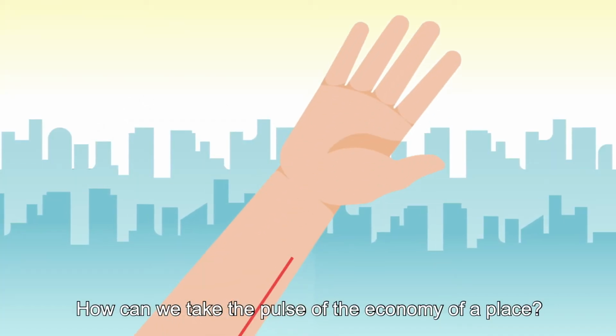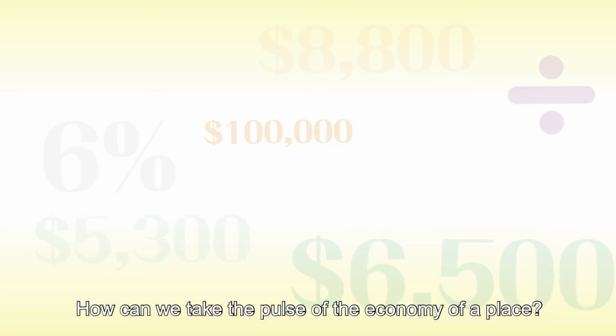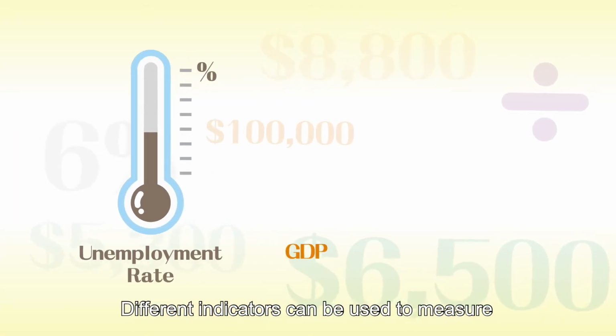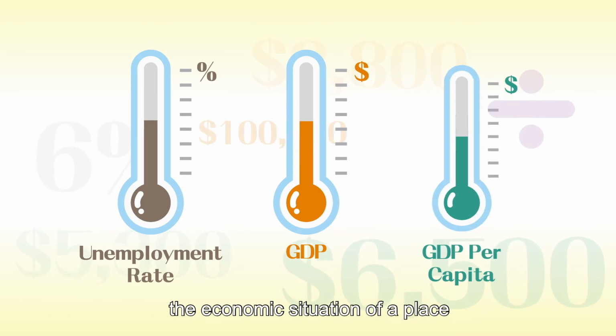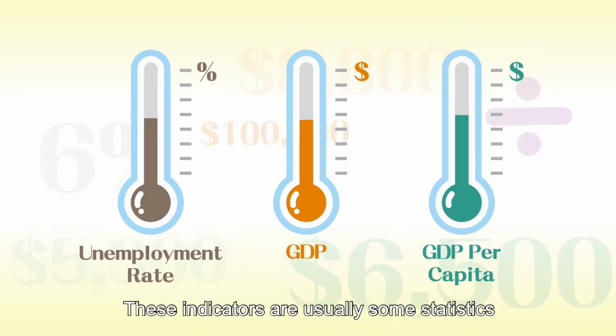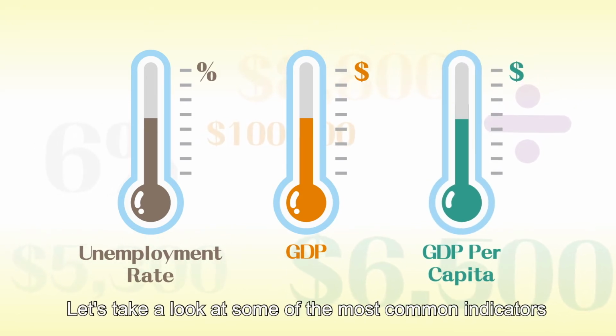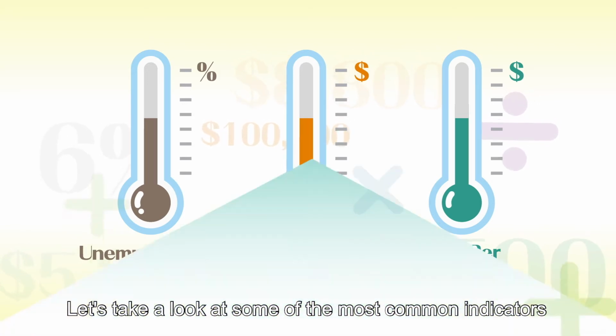How can we take the pulse of the economy of a place? Different indicators can be used to measure the economic situation of a place. These indicators are usually some statistics. Let's take a look at some of the most common indicators.